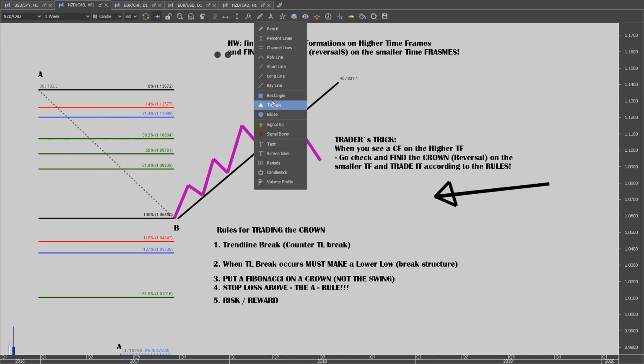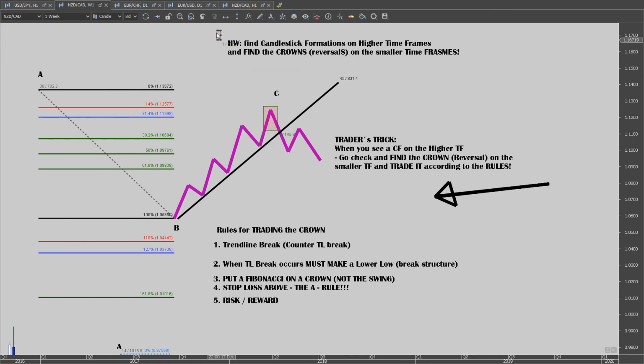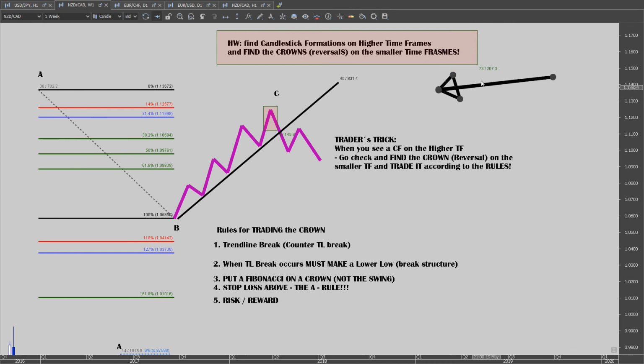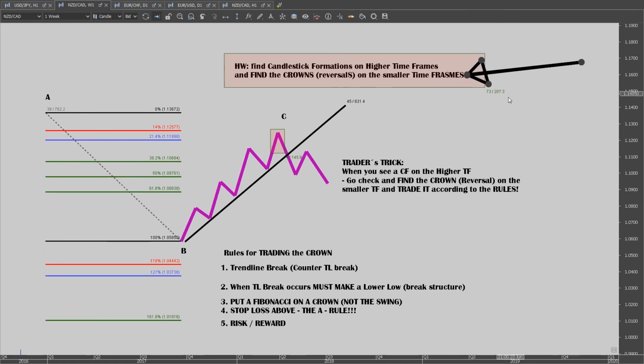So everybody, if you want to use crowns, if you want to train yourself to spatially see with your eyes, if you want to train yourself, this is the homework. Find candlestick formations on higher time frames and find the crowns or crown reversals on the smaller time frames. This is a nice homework if you want to train yourself to spot crowns in the correct way.